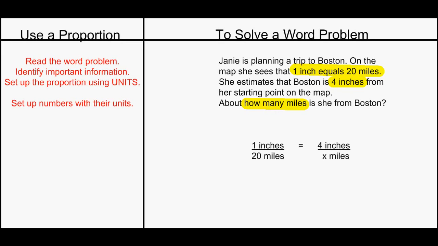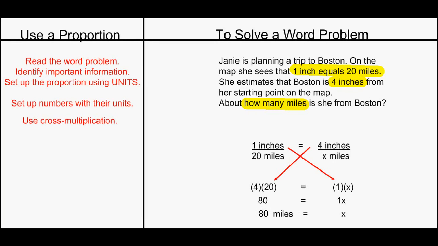Let's solve using cross multiplication. 4 times 20 equals 1 times x. 80 equals 1x. x equals 80 miles. Janie starts her trip 80 miles from Boston.